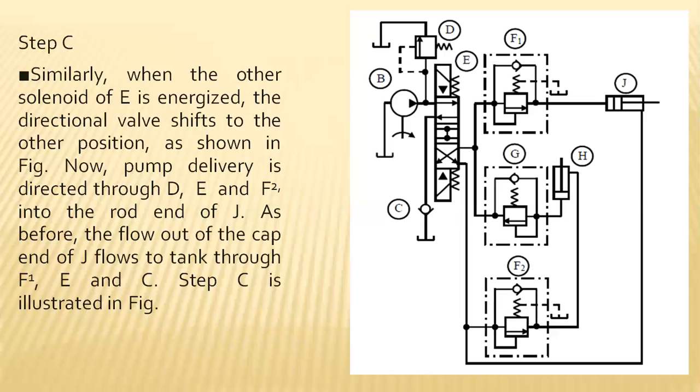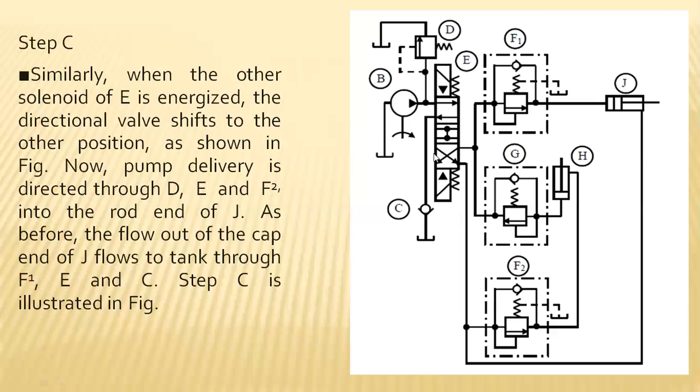So D and E and F2, rod end of J, will be entered as before. The flow out of the cap end of J flows to tank through F1, E and simultaneously C, and hence it obstructs the check valve, and step C is illustrated here. So clearly, we will be having a detailed look. I'll be showing with respect to the diagram.